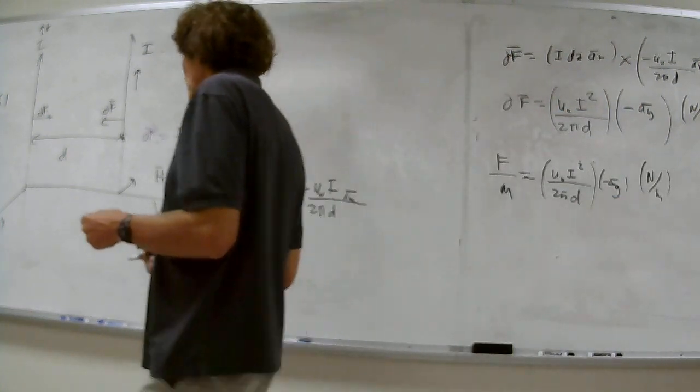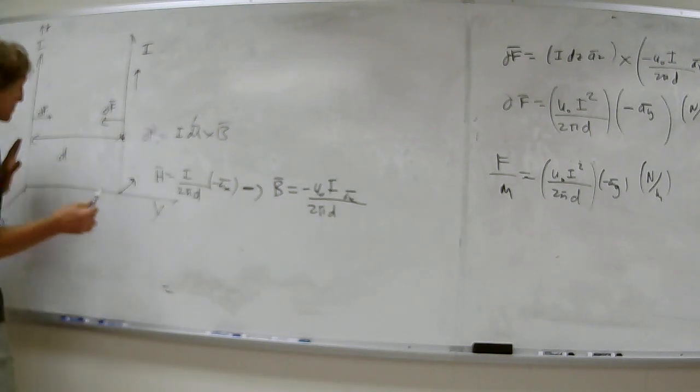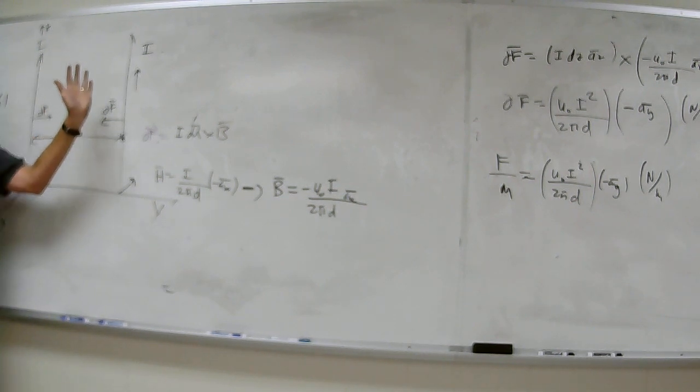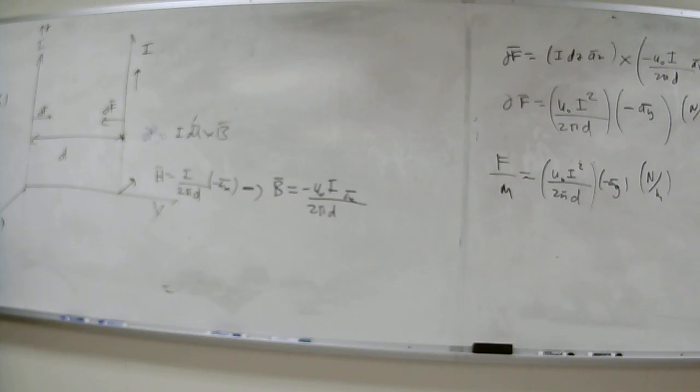Now, it's important to see this: if you have currents in the same direction, they pull together. This is always true. So if you got a current here and a current here, they're called common mode currents, they pull together.